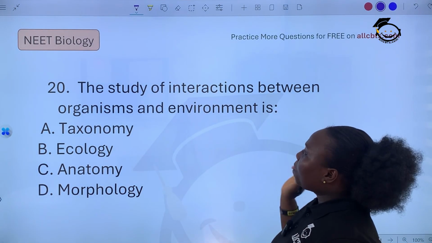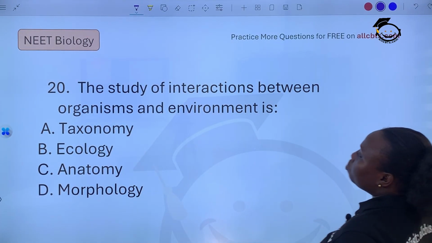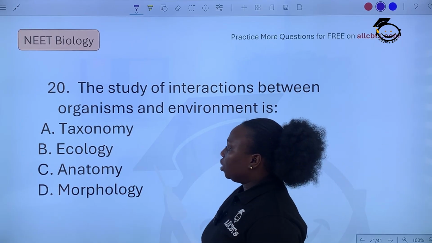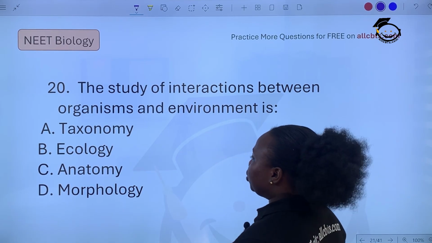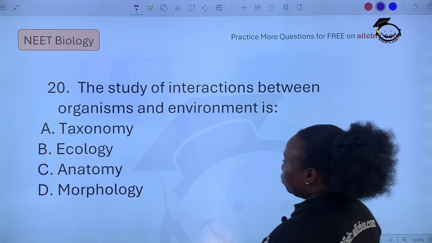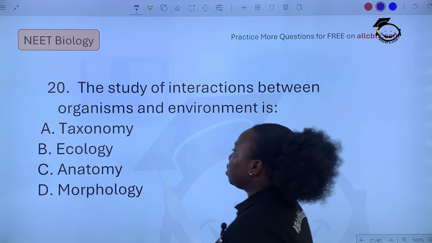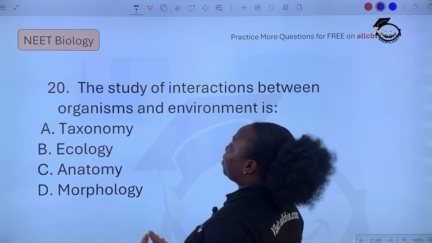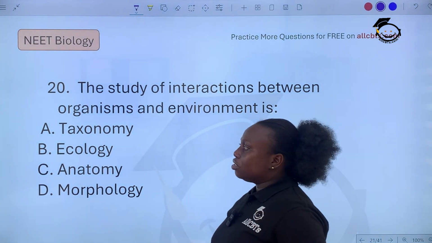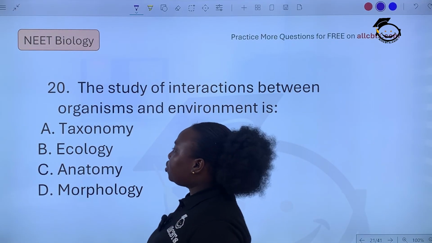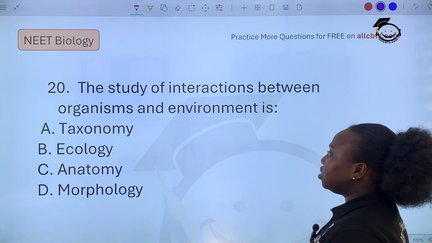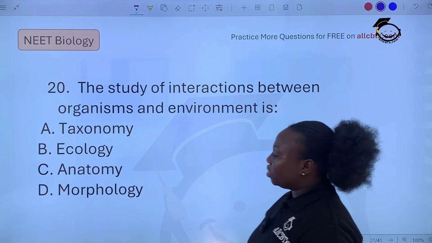Number 20. The study of interactions between organisms and environment is A. Taxonomy, B. Ecology, C. Anatomy, D. Morphology. Now, taxonomy is the naming of organisms. It does not have anything to do with the interaction between organisms. Now, ecology is the interaction of living things and non-living things in a particular environment.